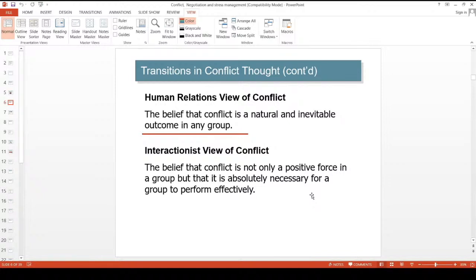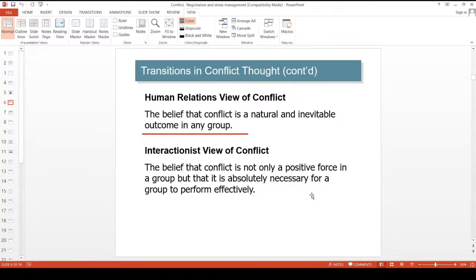So this is about the human relations view of conflict. The third view of conflict is the interactionist view of conflict, and this is the belief that conflict is not only in a group, but that it is absolutely necessary to perform effectively. Now, this is another highly positive effect of conflict.